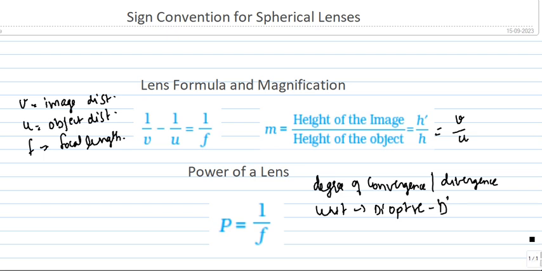When the focal length F is given in the SI unit, which is meters, we can find the power of the lens from the formula 1 by F, which will be given in diopters. We see that the convex lens will have a positive power and concave lenses will have negative power. With this we finish the lesson.